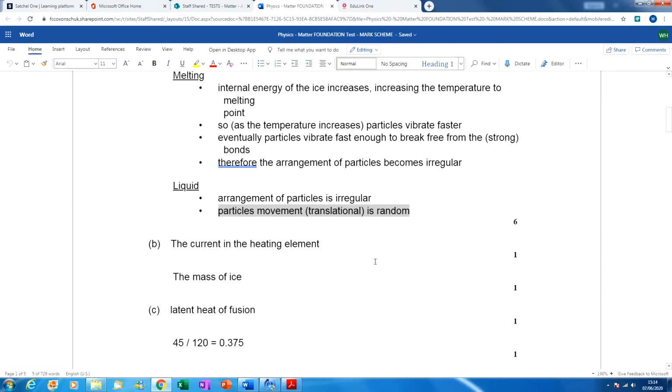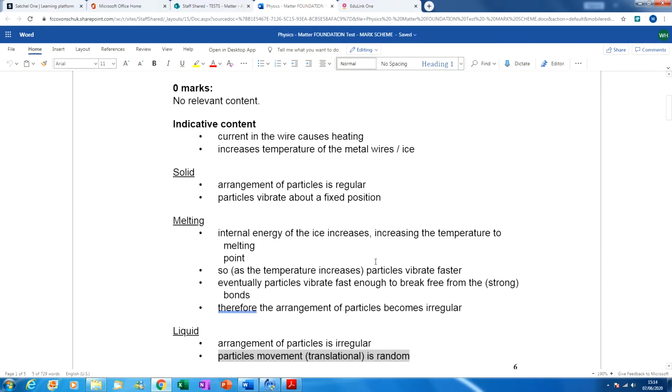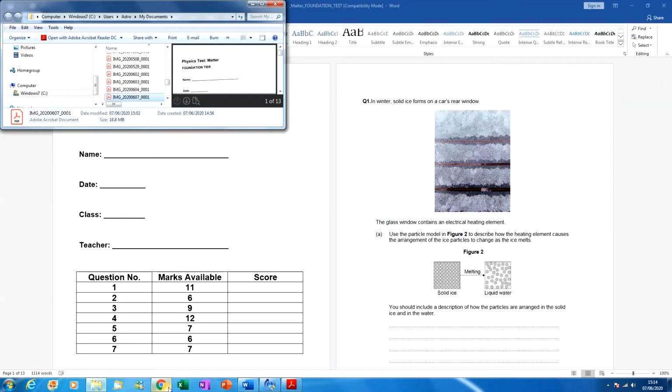So there's a lot of extra stuff, so I think that I could improve my response by talking about on melting the particles would be firstly vibrating faster, and then the bonds between the solid particles would be broken. So a lot to that question. Let's carry on. So next one.